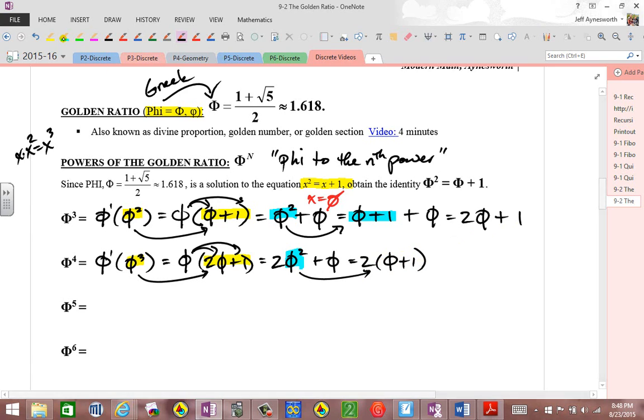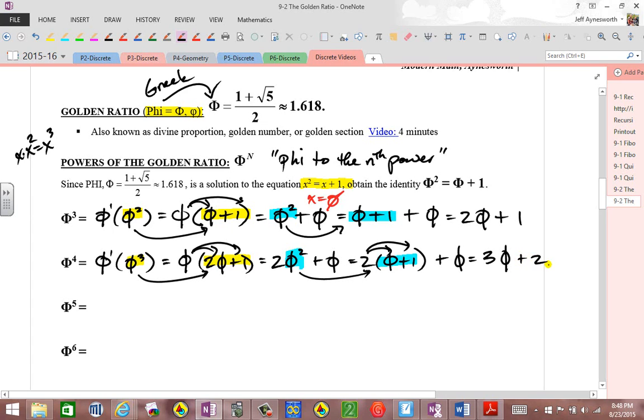There's my substitution right here and here. And then I'm going to add that remaining phi. But how many phis do we have? Well, we got to distribute, right? So I got 2 phi plus phi was 3 phi. And then 2 times 1 is 2, so I got 3 phi plus 2.